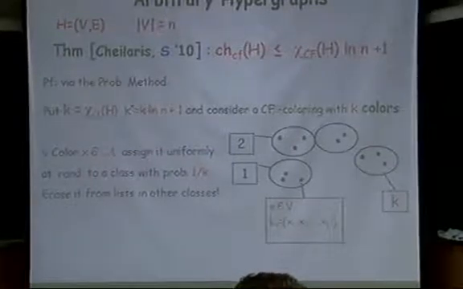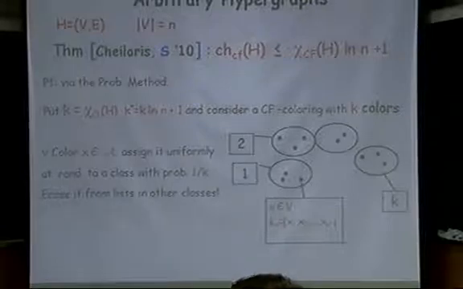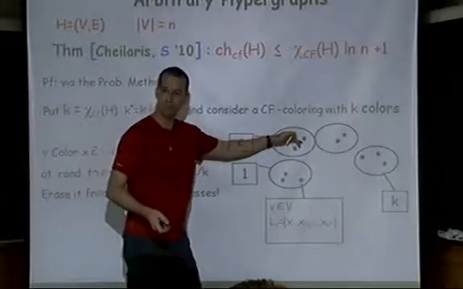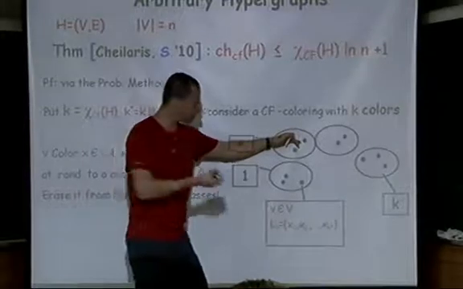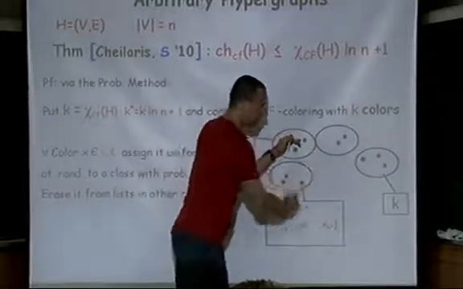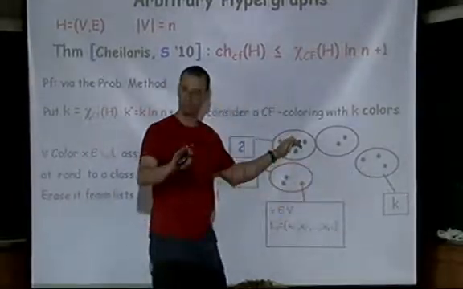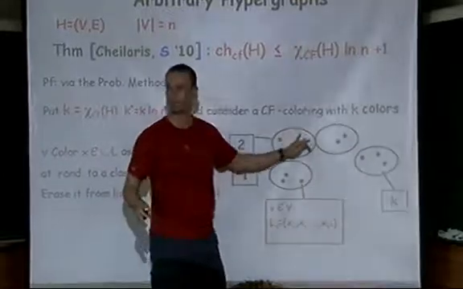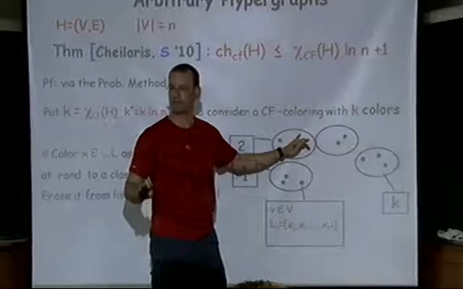Okay, so that's going to be the class that you're not going to erase this color from all the lists. And what you're going to do, so for a color you pick a class, maybe this one. And now, if this color appears in any of the lists in the other classes, just erase it. So just erase this color from all the lists except from the class you picked with probability 1 over k. That's all you do.